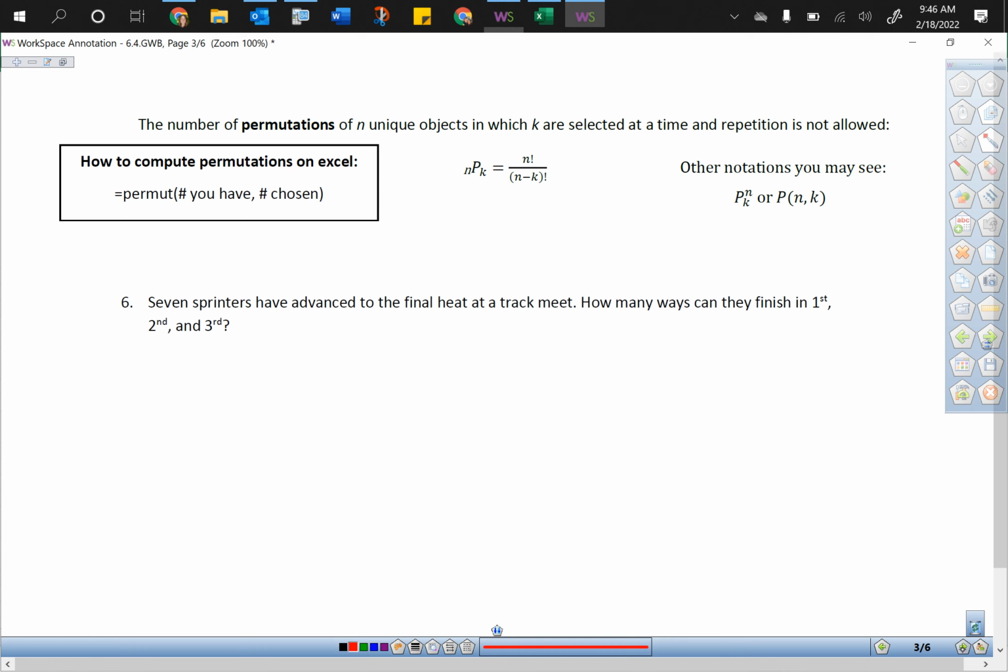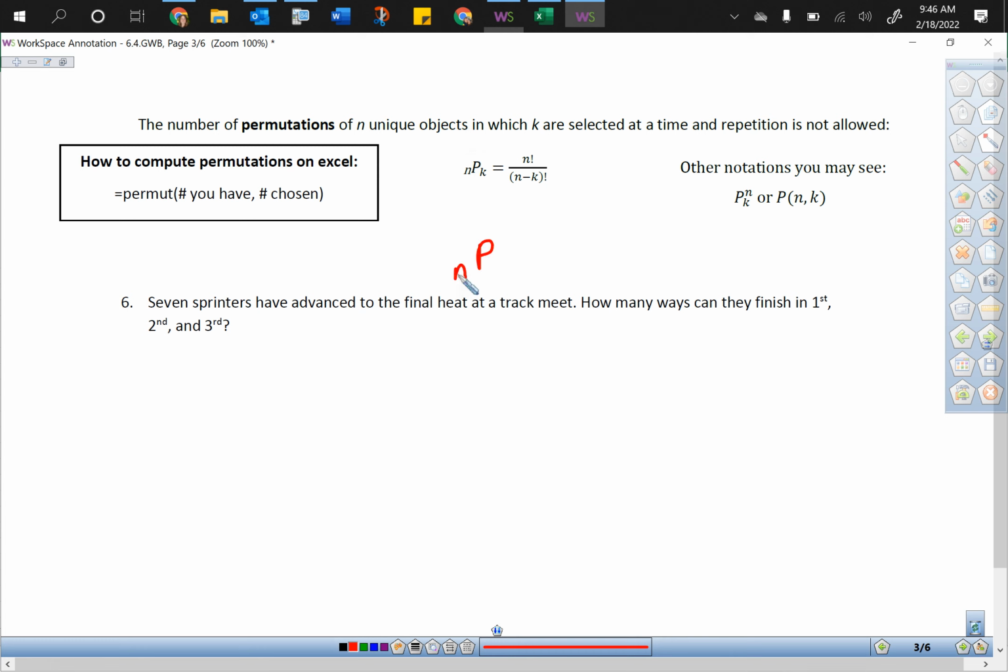So how to compute permutations in Excel. Remember, permutations means that order does matter. In Excel, you would type in equals P-E-R-M-U-T, permut, and then you would have 2 numbers, the number that you have followed by the number that you chose. Now, in shorthand, it looks like this.